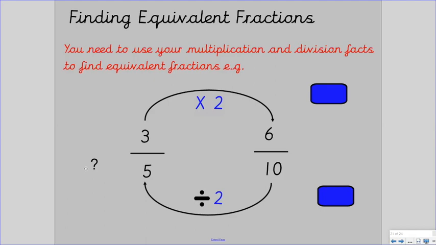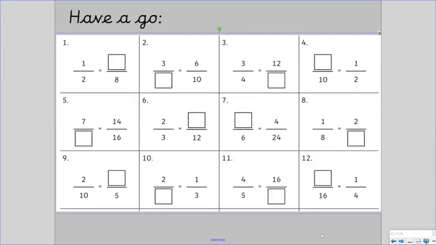Did you get that? I hope you did, because you're going to have a go yourself now. So using what I've just shown you about whatever you do to the top, you must do to the bottom, or whatever you do to the bottom, you must also do to the top. And using that knowledge of times tables and dividing, I want you to see if you can find the missing numerators and denominators here. So pause your video and have a go at these 12 questions here.